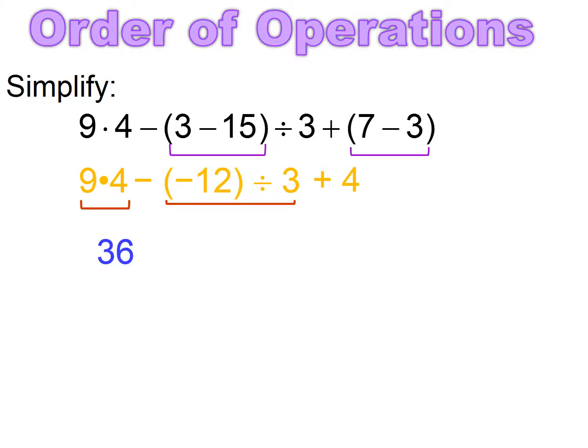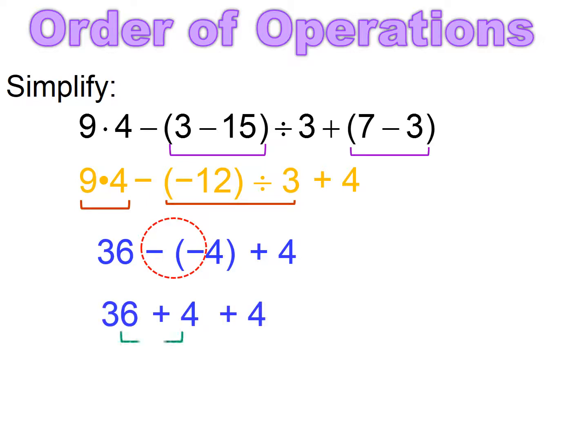So I get 9 times 4 is 36. A negative 12 divided by 3 is going to be a negative 4, so I'm still going to keep that in parentheses so that I can deal with that double negative. So you always want to make sure when we're talking about negative signs how you work with it. And then that double negative will change to a plus, and I'll work from left to right, doing the addition and subtraction. And my final answer would be 44.